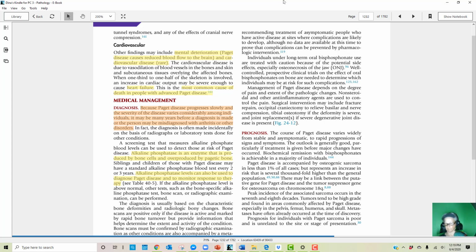Individuals under long-term oral bisphosphonate use are treated with caution because of the potential side effects, especially osteonecrosis of the jaw, ONJ. Prospective clinical trials on the effect of oral bisphosphonates on bone are needed to determine which individuals may be at risk for such complications.